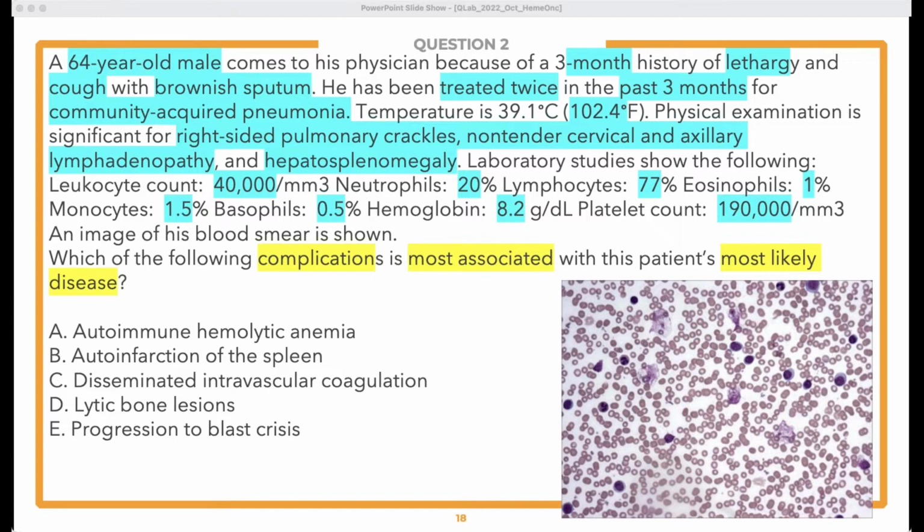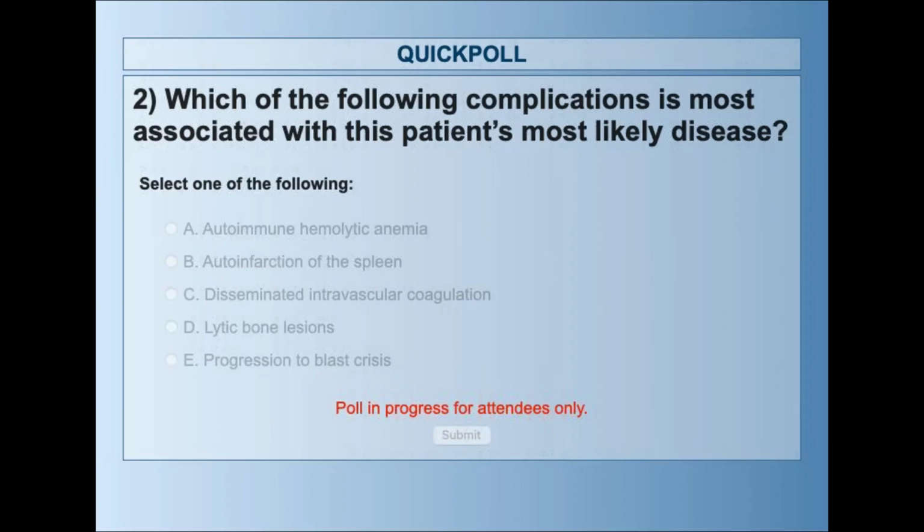Fantastic. Thank you, Paris. So choose your complication. Which one do you think is most associated with this patient's most likely disease? And you've got to answer a couple of questions before you can answer the real question, right? So hopefully you're able to parse all of that lab data and got a good look at that smear.